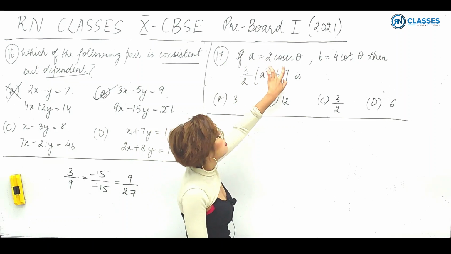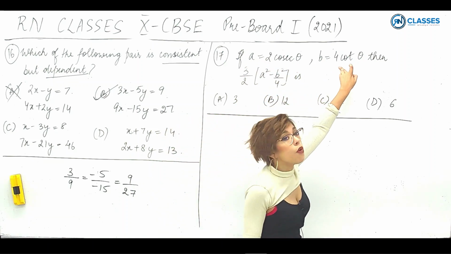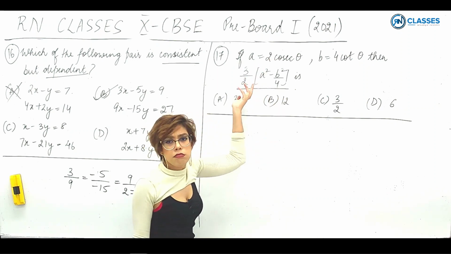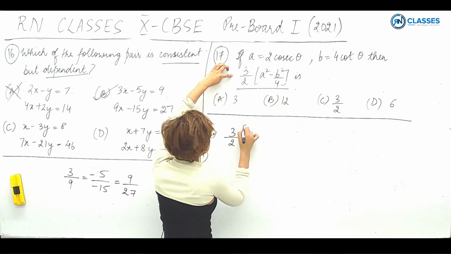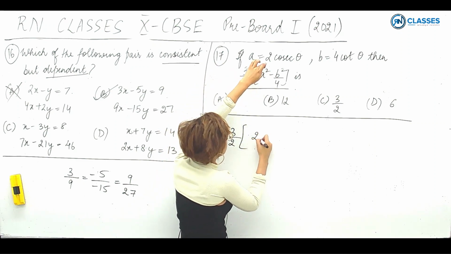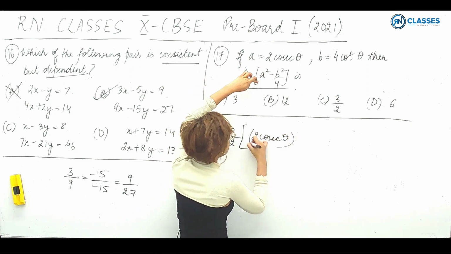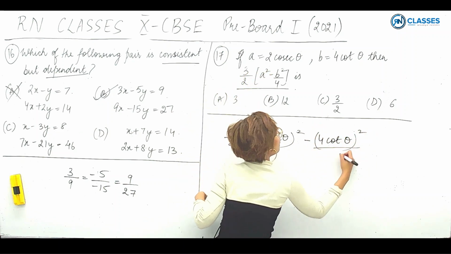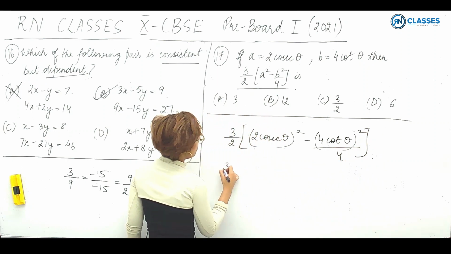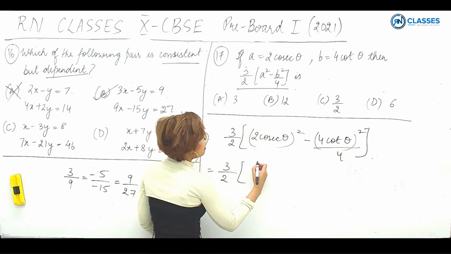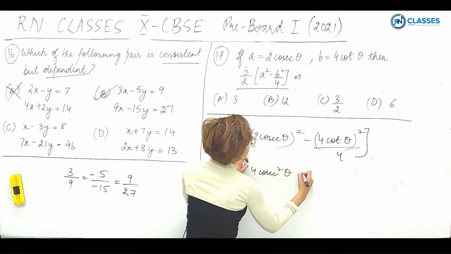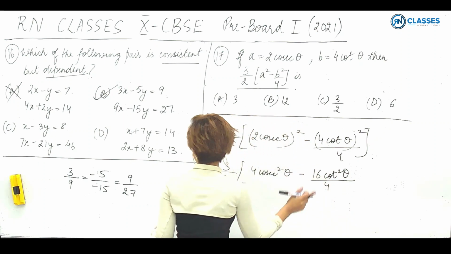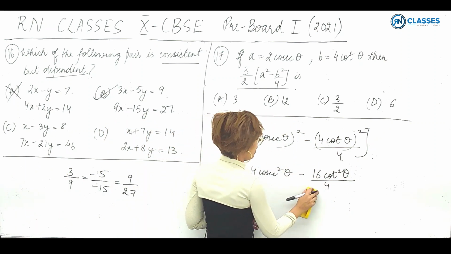Now, he says A is 2 cosecant theta, B is 4 cot theta, then you need to find the value of this. So, let me just substitute the value. 3 by 2 as it is. A is 2 cosecant theta, so 2 cosecant theta whole square minus B, 4 cot theta whole square, divided by 4. Right? Now, this is obviously 4 cosecant square theta minus 16 cot square theta divided by 4. Now, obviously 4 gets cancelled.